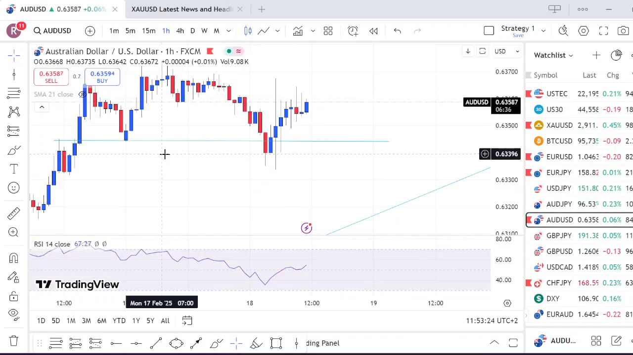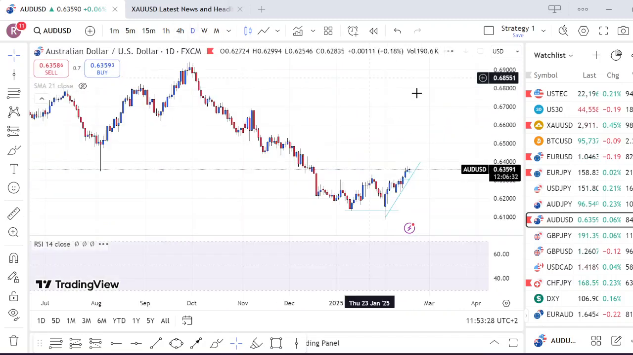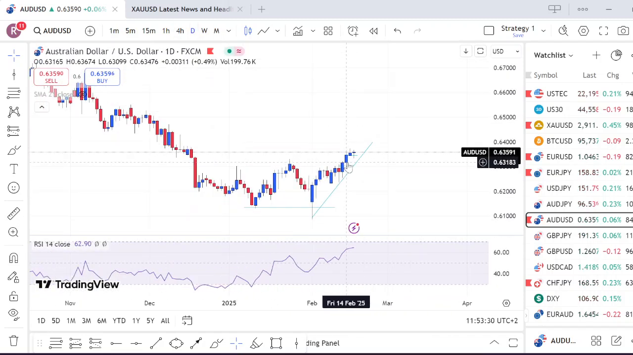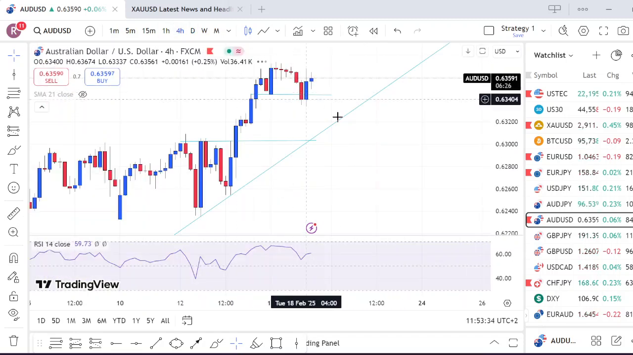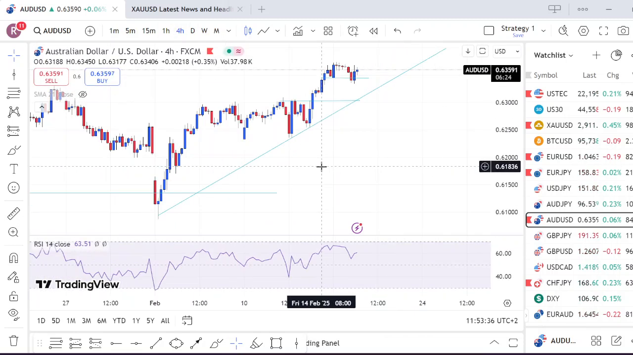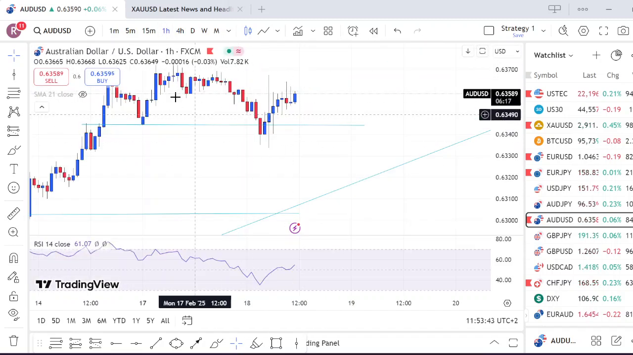AUD, Euro JPY. AUD USD. So the reason why I'm looking at this pair now, we know that USD is kind of weak at the moment. We have a beautiful trend line to trade with here. And we can see that AUD is very much in control. Now, we can see opportunities in play.